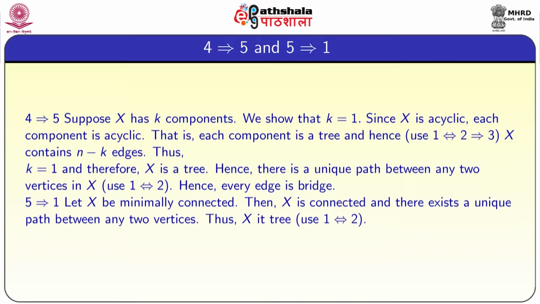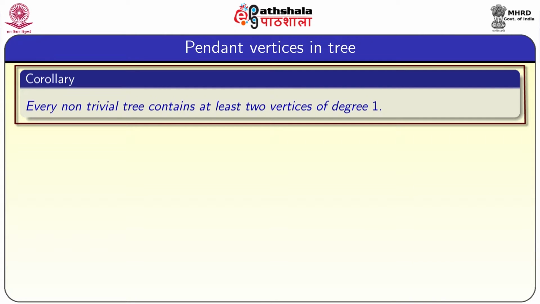Now we are going to show 5 implies 1. Let X be minimally connected, then X is connected and there exists a unique path between any two vertices, so X is a tree. Here we will use 1 if and only if 2. Now we are going to show an important result: every non-trivial tree contains at least 2 vertices of degree 1.